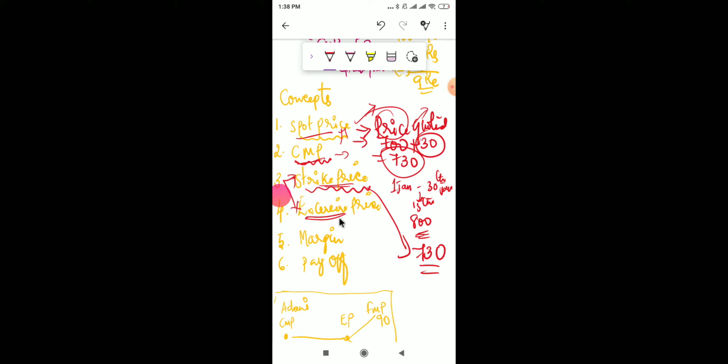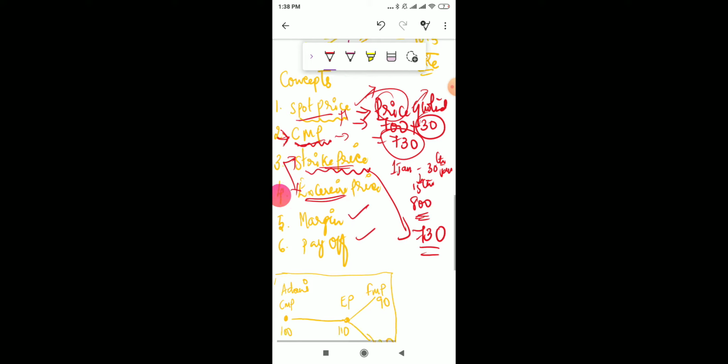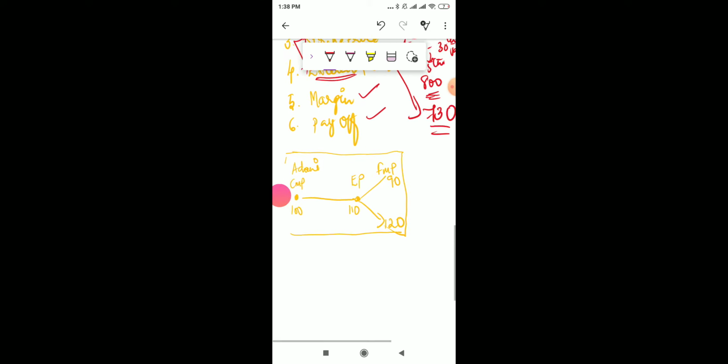Now, you need to understand all these three to understand these problems. Once again, I'll repeat it. You need to understand spot price, you need to understand exercise price or strike price, and then you need to understand current market price. We will learn this from an example. Then we need to learn margin and payoff, that we will slowly learn. So, let me give you one example so that you will understand everything.